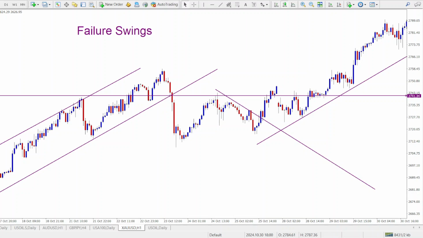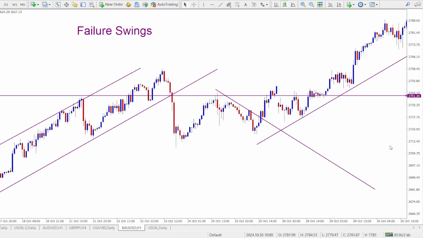Now that you understand the concept of failure swings, the next question is, how do you take advantage of it? You might be asking, why do failure swings even matter?